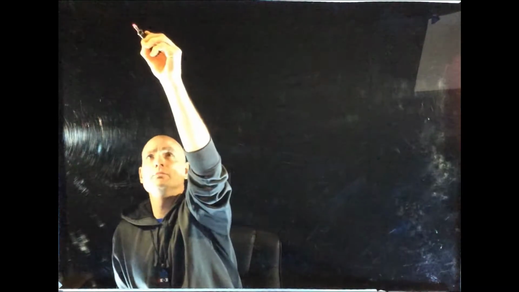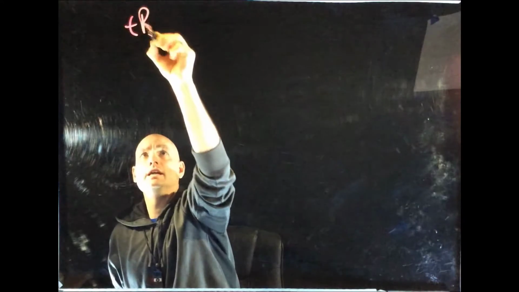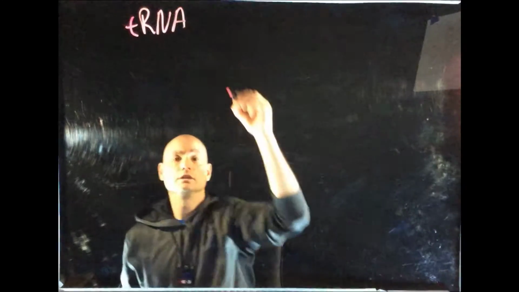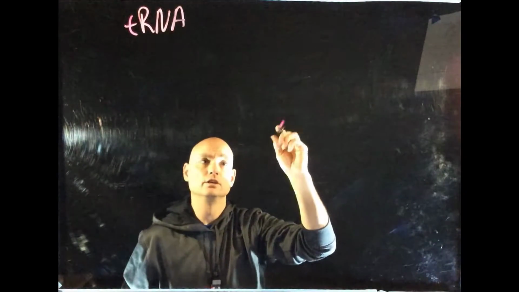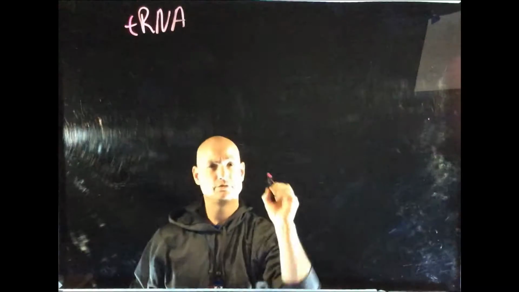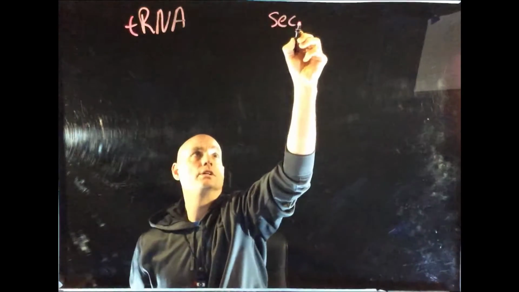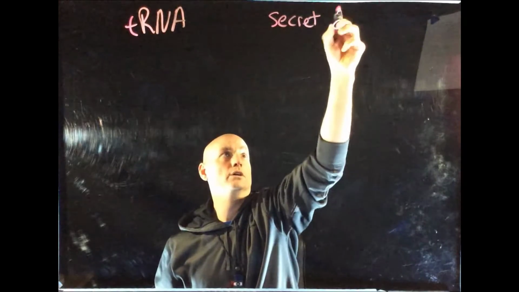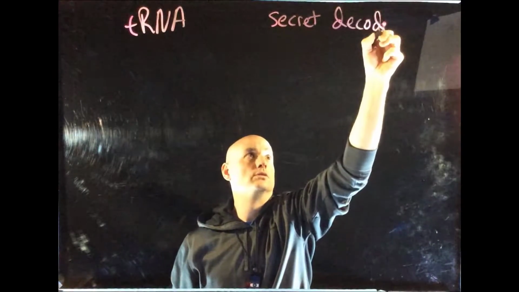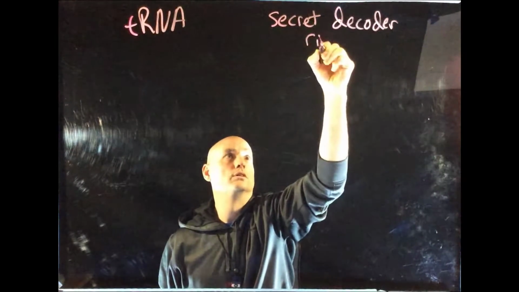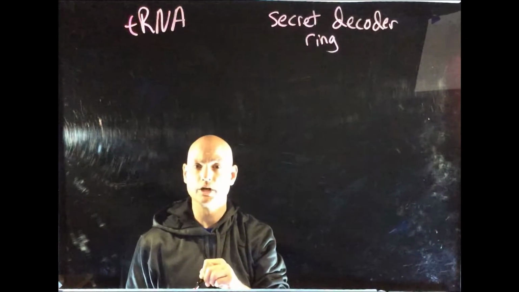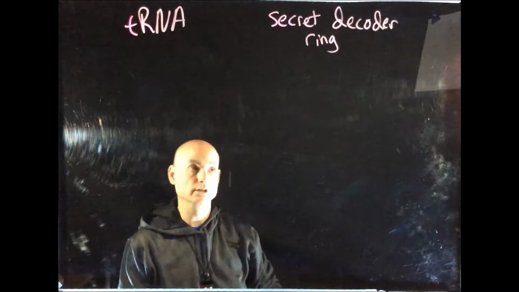Welcome. All right, so the next part about this, we were just talking about protein synthesis and transcription, then translation. And I mentioned that I wanted to talk a little bit about tRNA. And I also want to mention the idea of what I think of as the secret decoder ring: the codon chart. Talk about that, how you use it.